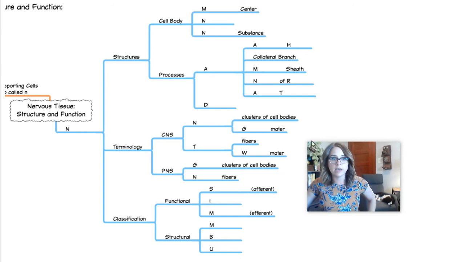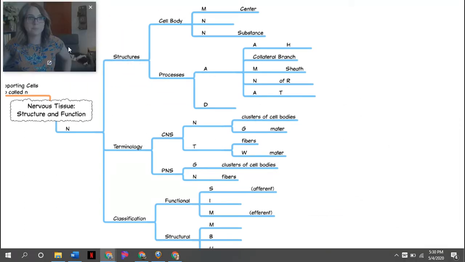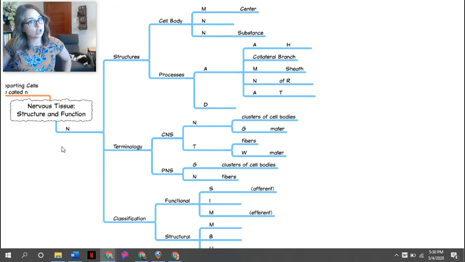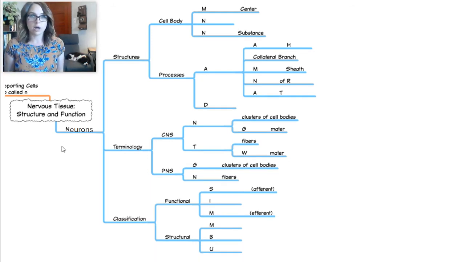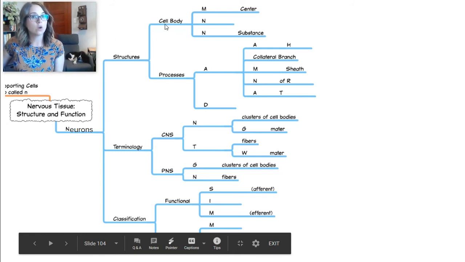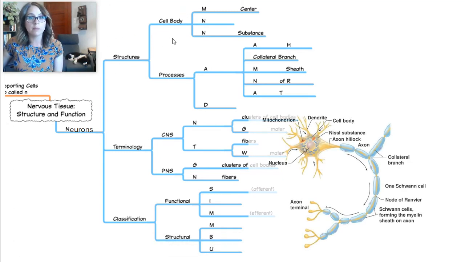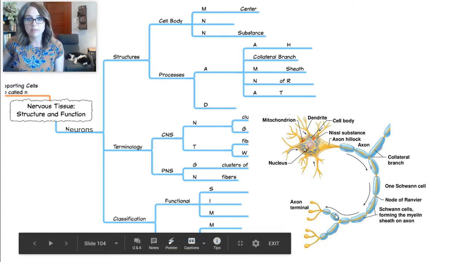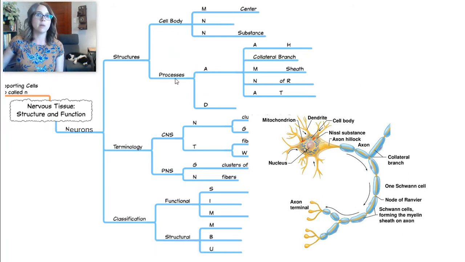Okay, now moving to the other branch of this picture here. First off, we had our supporting cells that make up our nervous tissue. The other cells are the neurons themselves. The neurons have a little bit more complicated structure, so we're going to go through the structure, terminology, and classification of them on this page. First of all, a neuron can be broken up into 2 main sections, the cell body and the processes. Here's the cell body, sometimes referred to as the soma, and then the processes would be these little guys sticking off here, my dendrites, as well as my axon. This whole long thing is another process. So that's how this is getting broken down into my cell body and my processes.